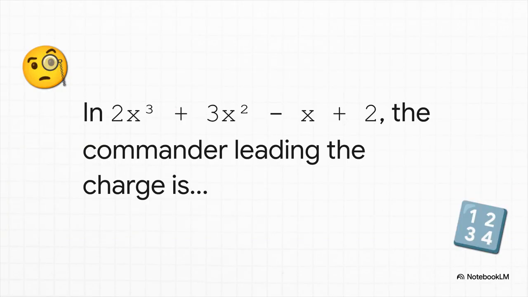All right, let's try it out. Take a look at this polynomial, 2x cubed plus 3x squared minus x plus 2. First step, check the order. Are the exponents going down? Let's see. We've got a 3, then a 2, then an invisible 1. Yep, it's already in perfect order. So who's the commander leading this charge? It's 2. Because the polynomial was already arranged correctly, all we had to do was look at that very first term, 2x cubed. The coefficient, that number right out in front, is 2, and that is our leading coefficient.